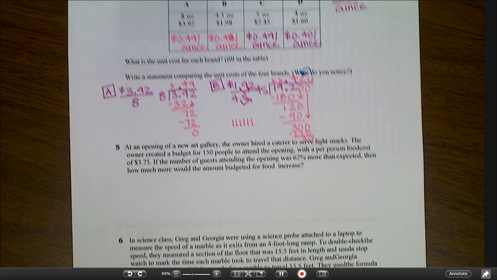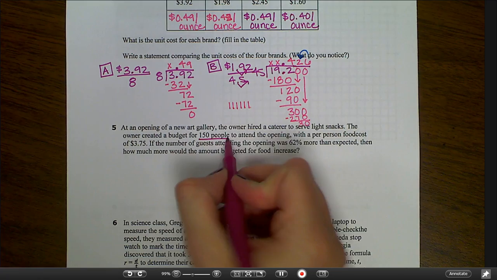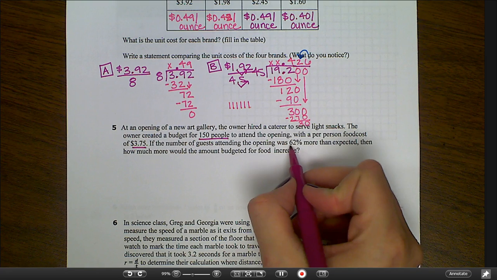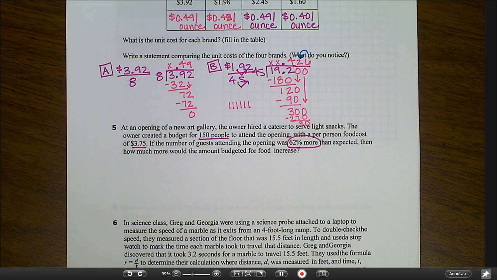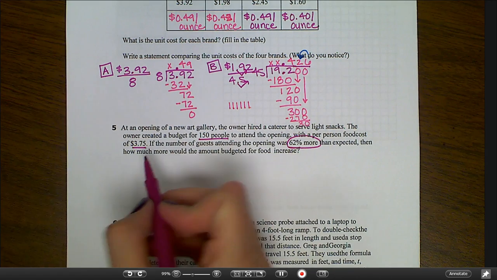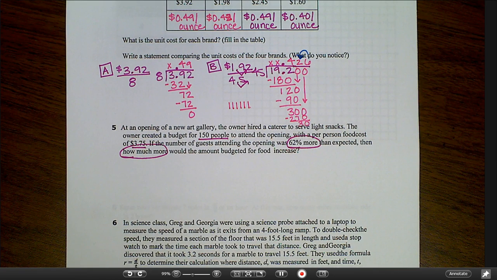Okay, so now you're back and we're looking at number 5. At an opening of a new art gallery, the owner hired a caterer to serve light snacks. The owner created a budget for 150 people to attend the opening, with a per-person food cost of $3.75. If the number of guests attending the opening was 62% more than they expected, so not 150 people, it was more than that, then how much more would the amount budgeted for food increase?